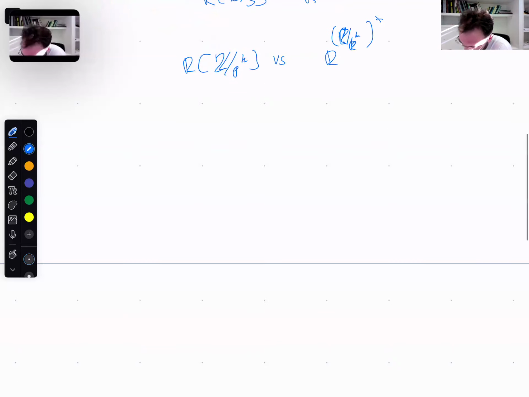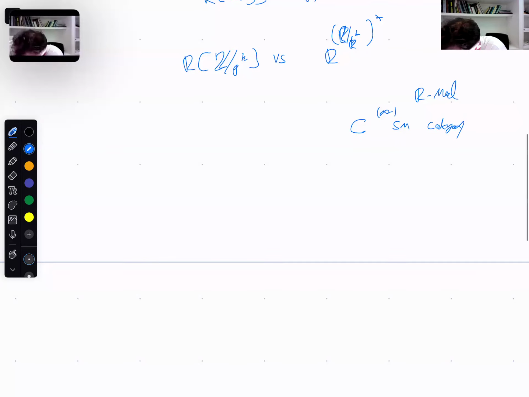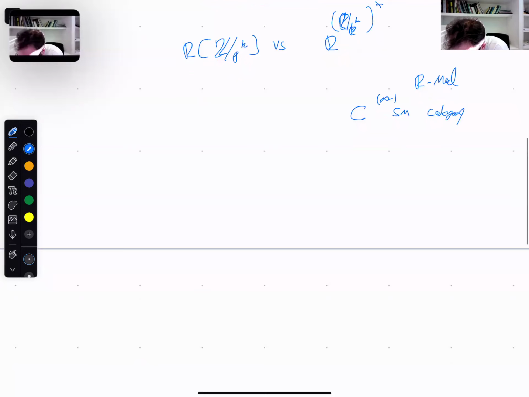So let me do this. Now I'm going to replace R-mod by some symmetric monoidal category C. And I'm also going to allow myself infinity categories for later. So what are those two rings? How should I think about the two rings on both sides? Is there a way to write them down in a completely categorical manner?